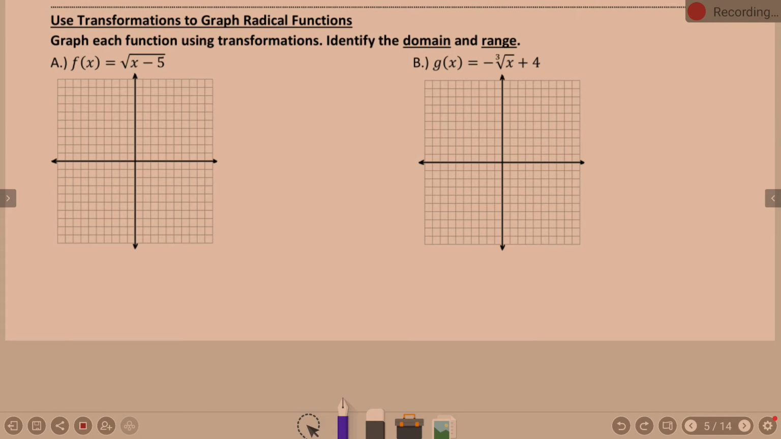As we start doing a little bit of graphing here, notice it says graph each function using transformations. And then, don't let me forget, identify the domain and range. As we look at A, f of x equals square root of x minus 5. Which graph is this going to look like from up above? This is going to look like the square root graph, yes? And what are we going to do with that square root of x graph?